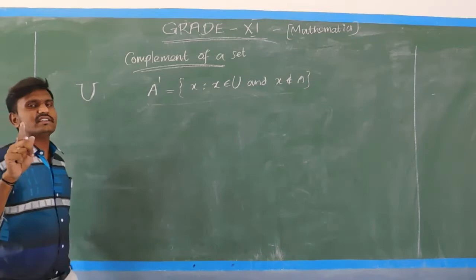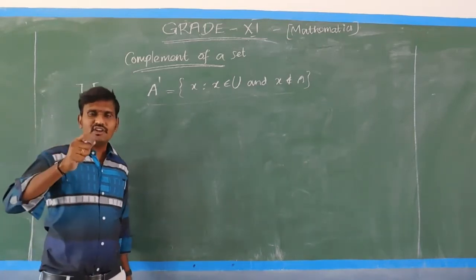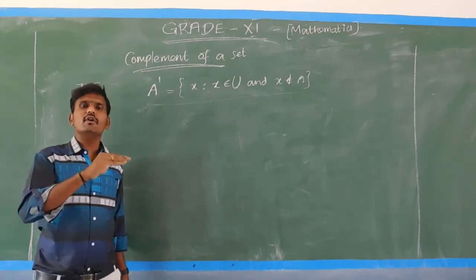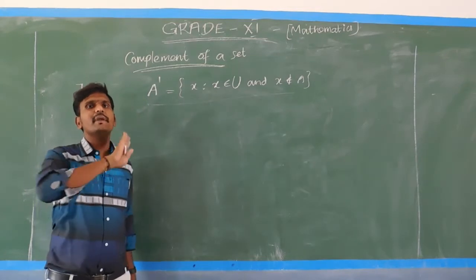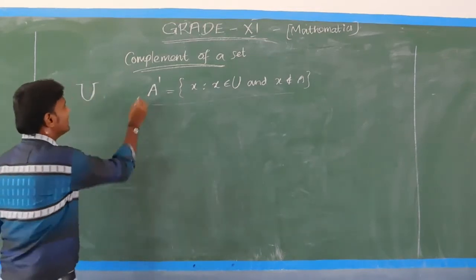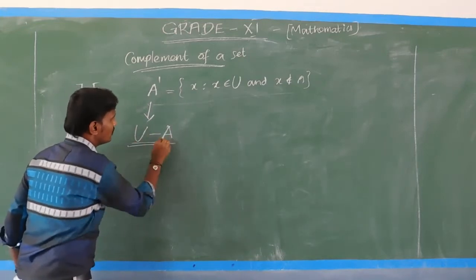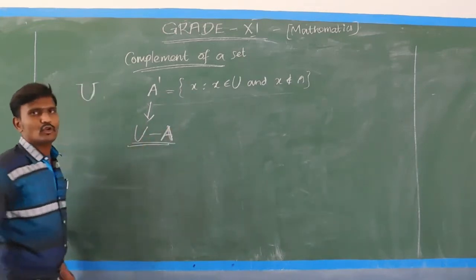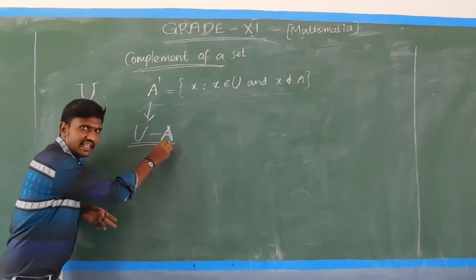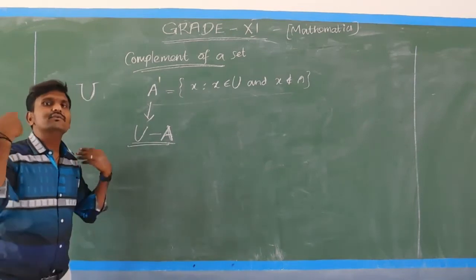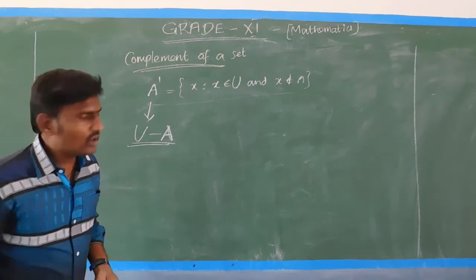We already studied the difference of two sets. Difference means you eliminate the common elements and write the remaining elements of the first set. So here A dash is universal minus A. We take the common elements of the universal set and the taken set A, eliminate them, and write the remaining elements. So I am giving you one example.